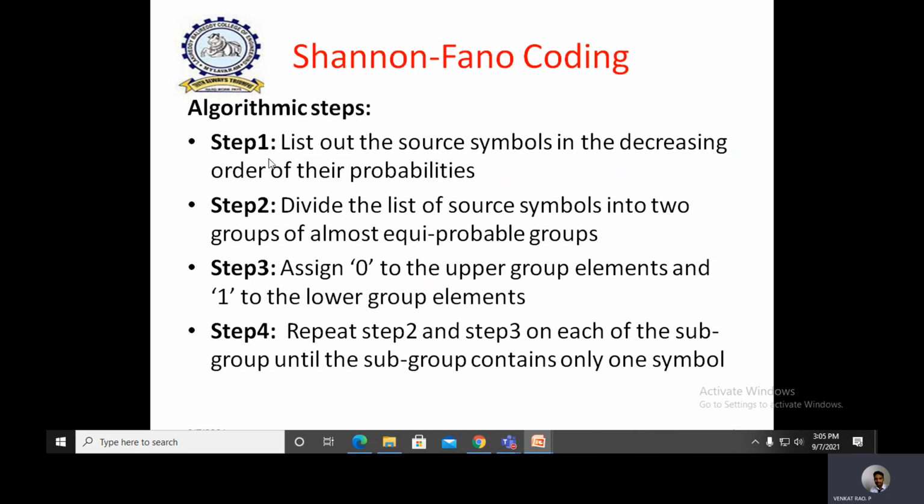So we'll implement while reading each and every step. For example, let us implement the first step. What is this? List out the source symbols in the decreasing order of their probabilities.